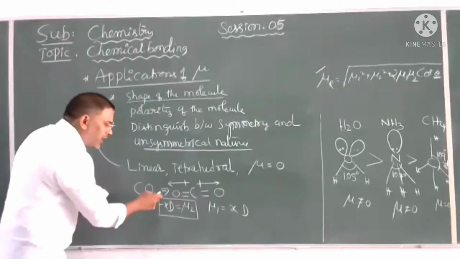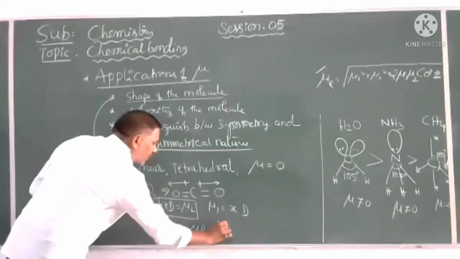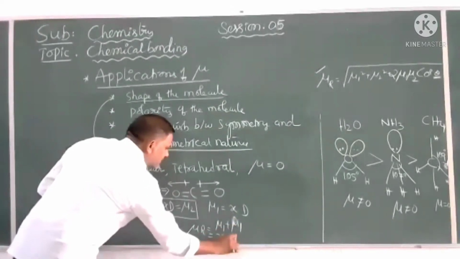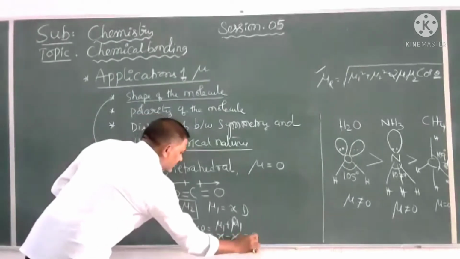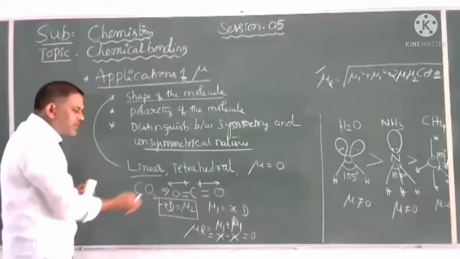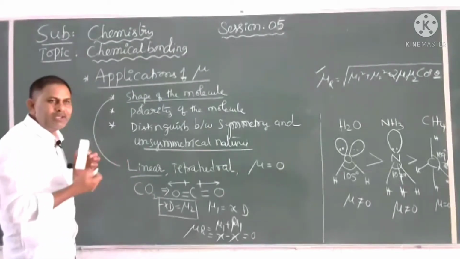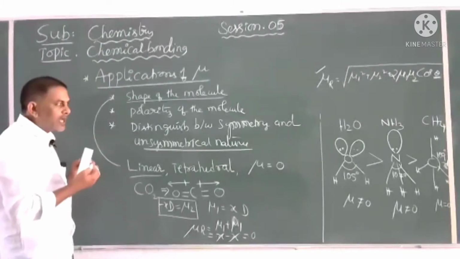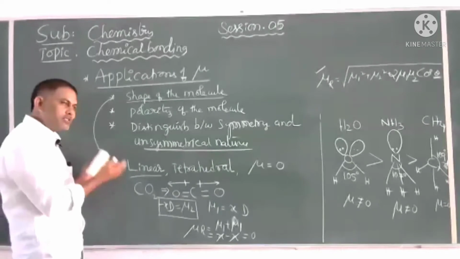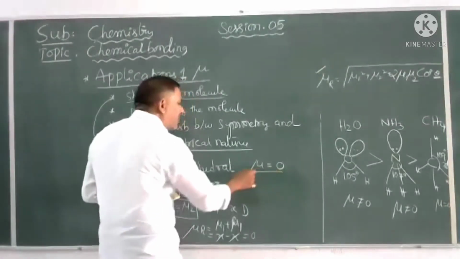So for such a molecule, the resultant dipole moment mu r is equal to mu1 plus mu2. Now that is x minus x, that gets cancelled, that is equal to 0. Such a linear molecule has dipole moment 0. The shape of the molecule is estimated by using dipole moment. So molecules having dipole moment 0 are generally linear, tetrahedral, or in some cases trigonal planar geometry.